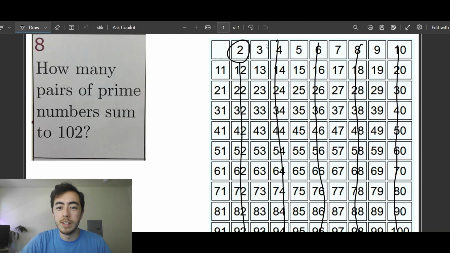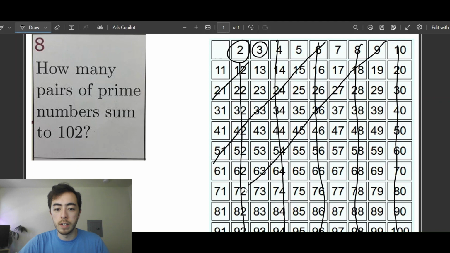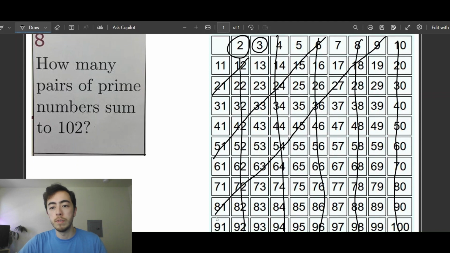So 3 is the next number, not crossed off yet, so it's prime. And then I'll cross off all the multiples of 3, like 6, 9, 12, 15. At least in this table, when you do a 10 by 10 grid, the multiples of 3 show up in these diagonal lines. So I'm starting top left, going across, and I'll cross off all of these diagonals so I can cross off all of the multiples of 3.